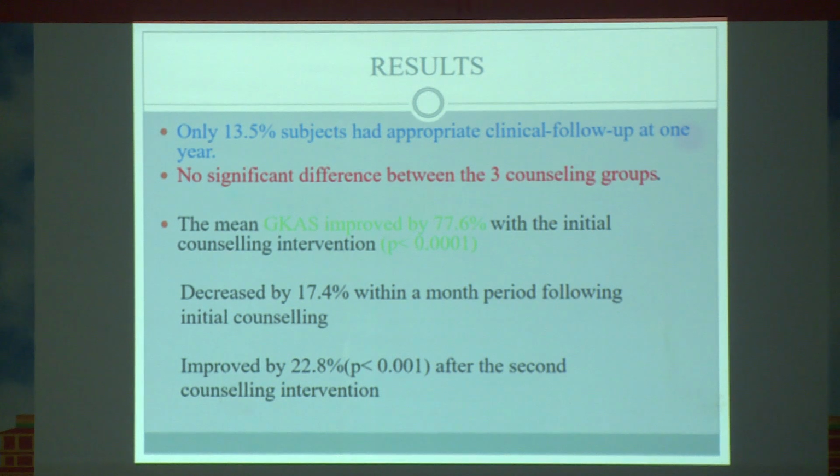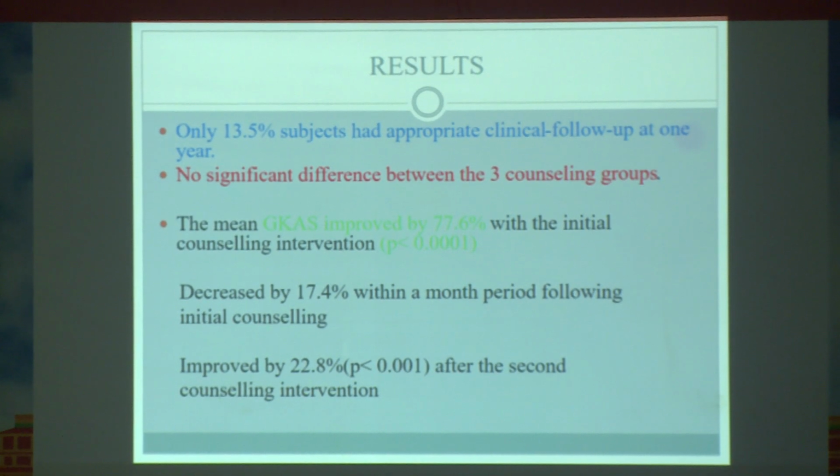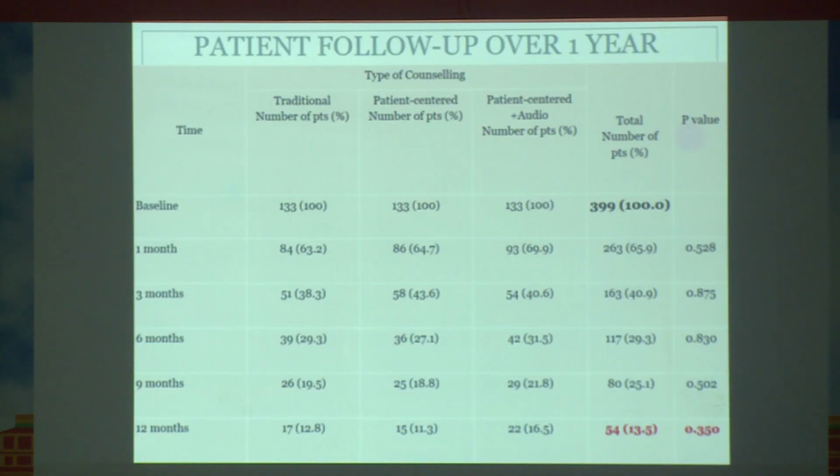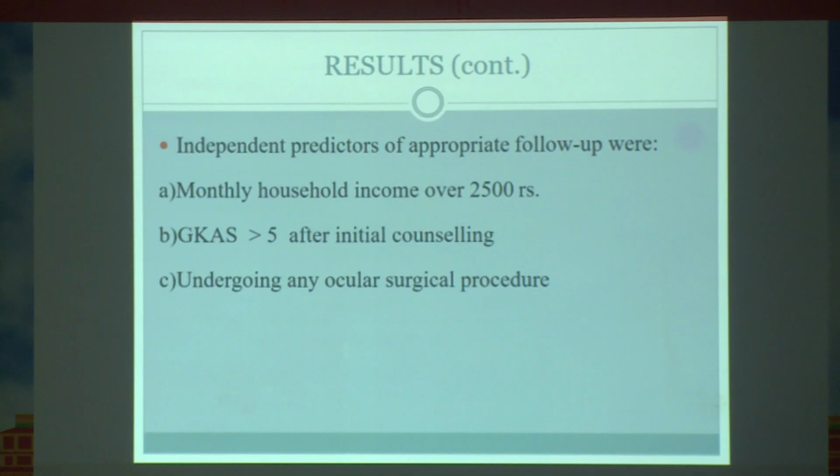We saw that only 13.5% of subjects had appropriate clinical follow-up. That is, out of 5, they completed at least 3 follow-ups. There was no significant difference between the 3 different counseling techniques. And the GCAS, the glaucoma knowledge assessment score, increased with the counseling, but after 1 month it came down.